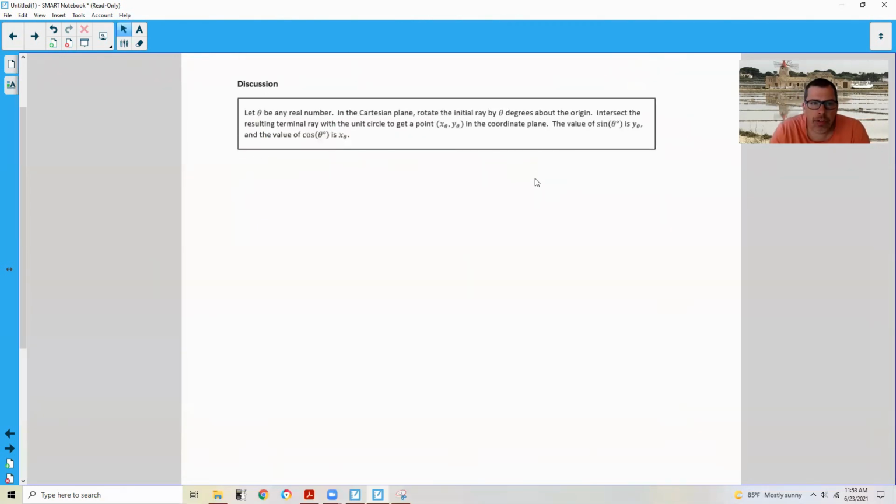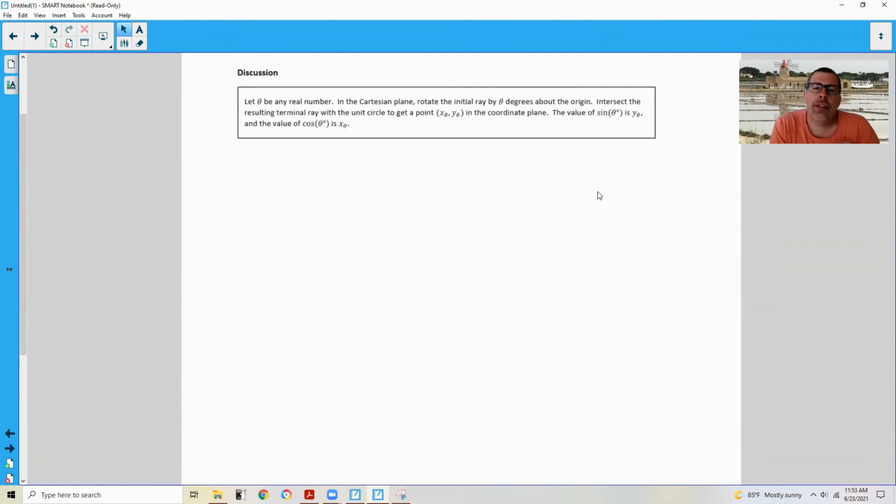All right, page 6 brings us to a discussion. It says, let theta be any real number. In the Cartesian plane, rotate the initial ray by theta degrees about the origin. Intersect the resulting terminal ray with the unit circle to get a point x sub theta, comma, y sub theta in the coordinate plane. The value of sine theta degrees is y sub theta, and the value of cosine theta degrees is x sub theta. So I've already explained that to you. It's x comma y, cosine comma sine.